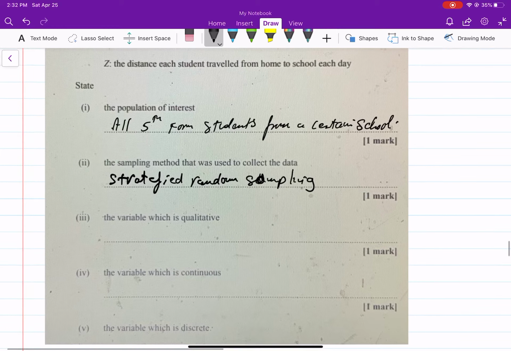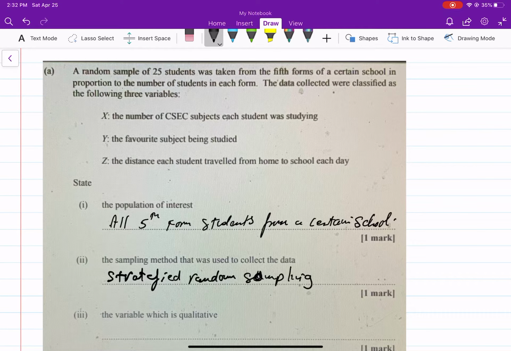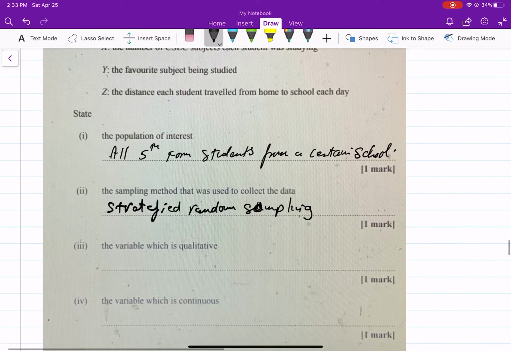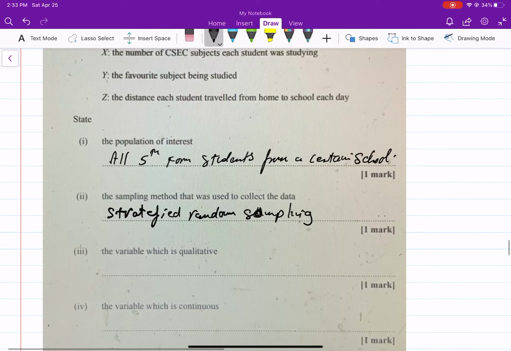The variable which is qualitative. Well, variables can usually be broken up into qualitative variables and quantitative variables. Quantitative variables can be described using numbers. So if you look at X, the number of C6 students, that's quantitative. Z, the distance each student travels, that's also quantitative. Y, your favorite subject, that's clearly a quality, and it's therefore a qualitative variable. So the variable that is qualitative will be Y.